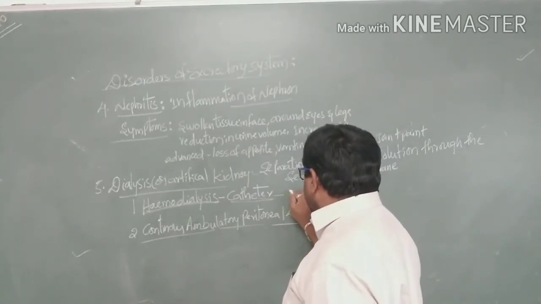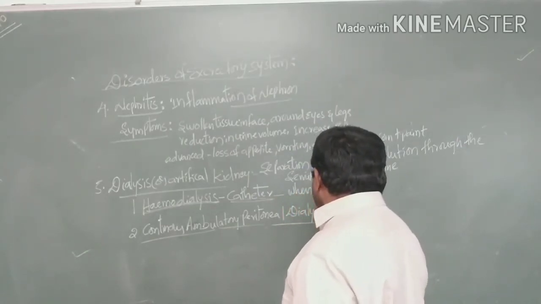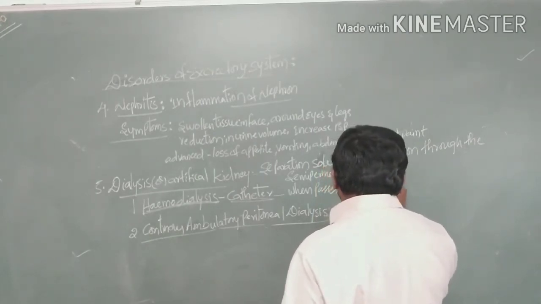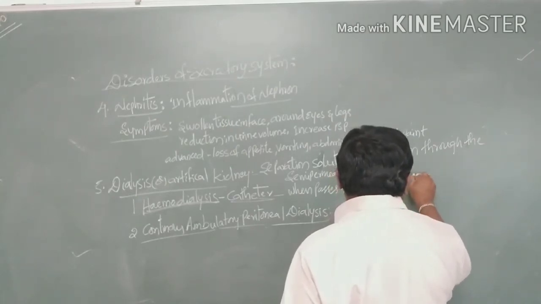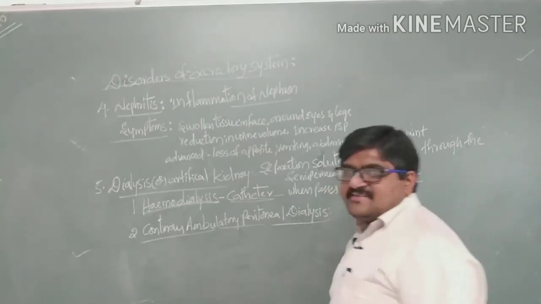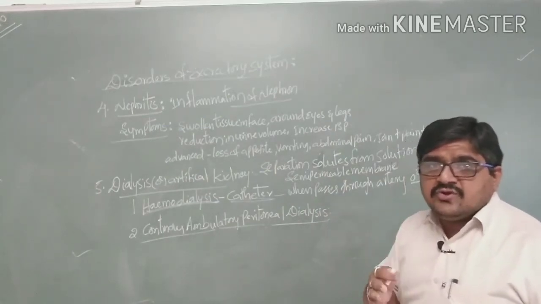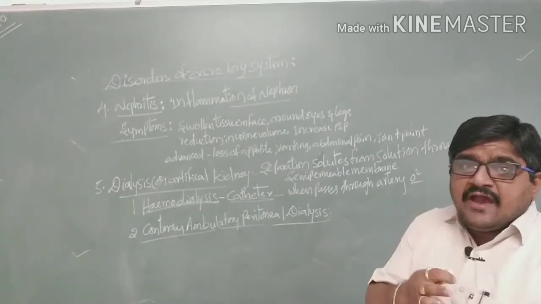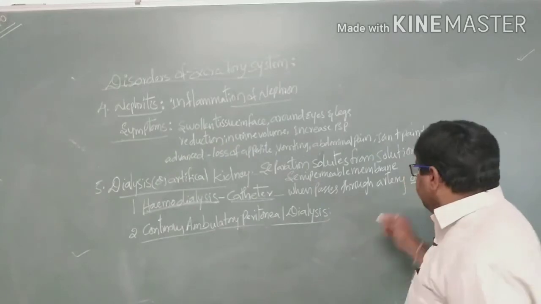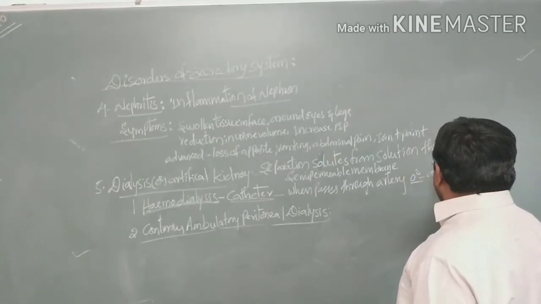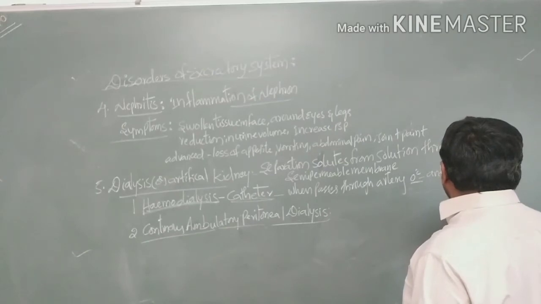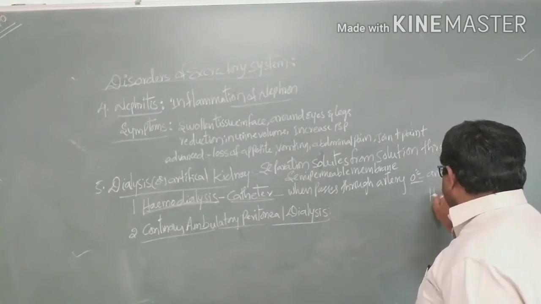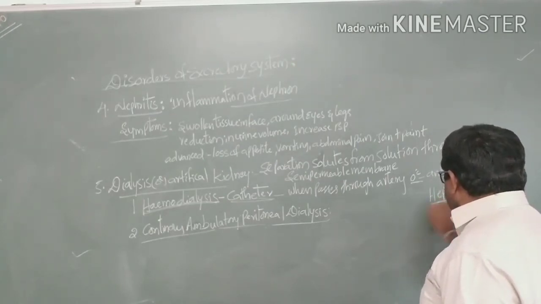When blood passes through the artery, the blood is cooled at 0 degrees centigrade, and here we are using an anticoagulant substance. That anticoagulant substance is called heparin.